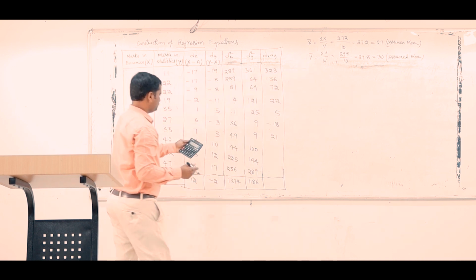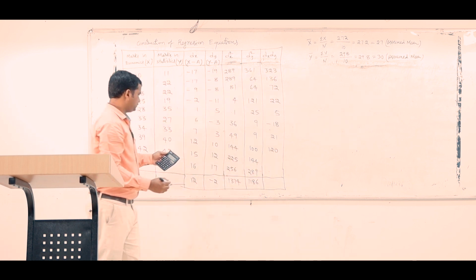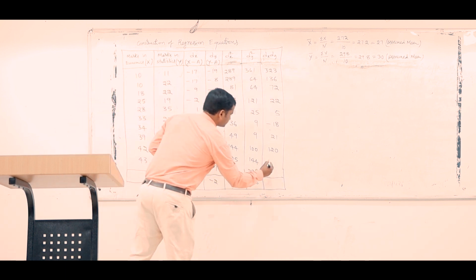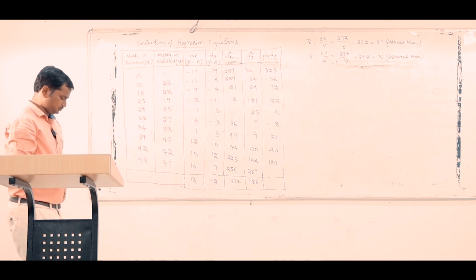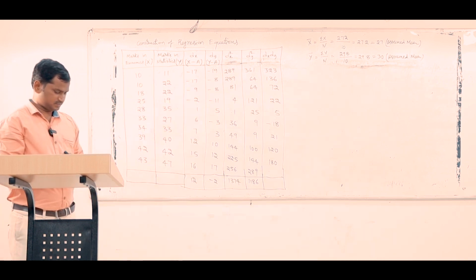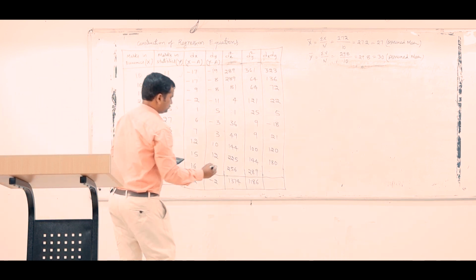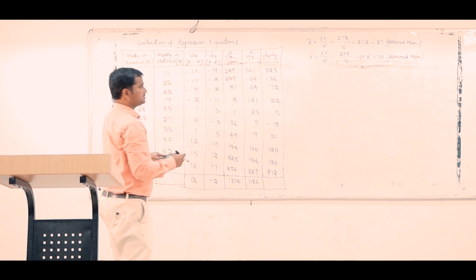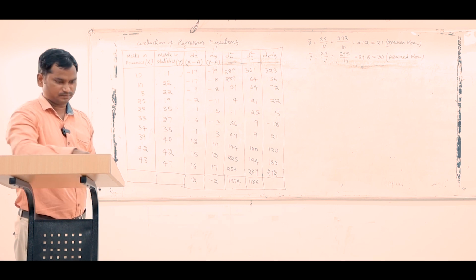So 12 into 10, 120. Next is 15 into 12, that is 180. So the last one is 16 into 17. So that is called 272. So for this column also we should do the total summation, we should add all the values.